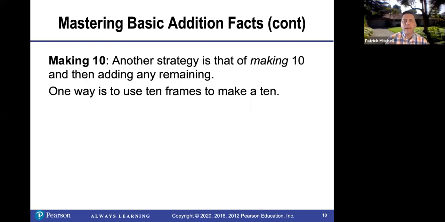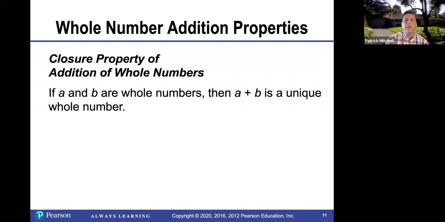So for example, 8 plus 5, start with 8 plus 2, which gives you 10, and then you have 3 remaining. That'll bring you up to 13. All right, whole number addition properties.